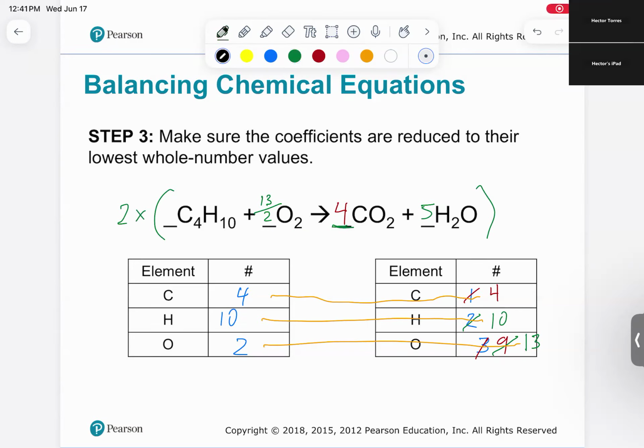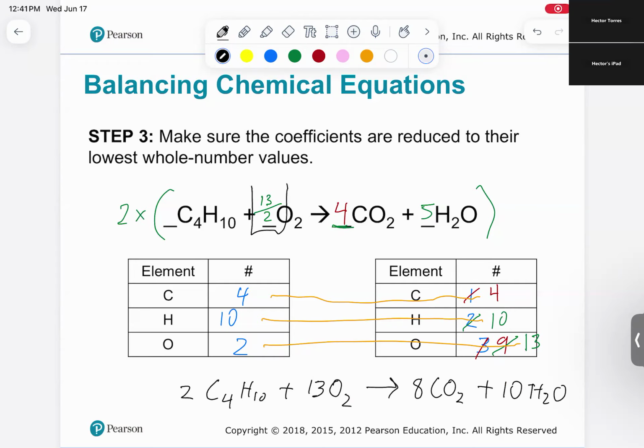Okay, so then I get 2C4H10 plus 13O2, which goes to 8CO2 plus 10H2O. Okay, so that's one trick that you can use. It's mostly going to be used on these combustion reactions, but it can be in other ones sometimes. Sometimes it's just a little bit easier to do a half and then times it by 2 later.